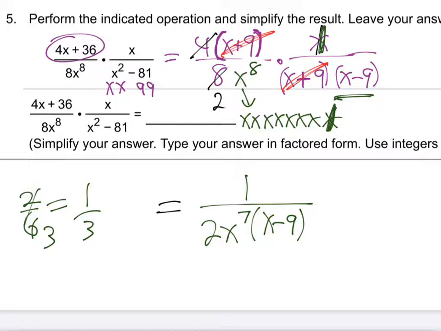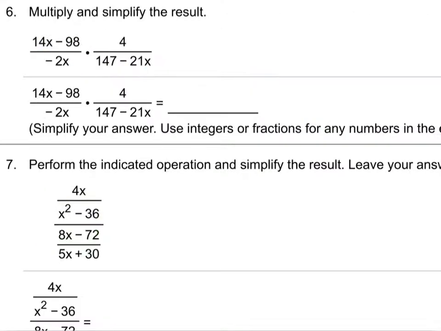Good on that. All right, let's try number 6. They're getting uglier. So it's more factoring. Take out what's in common, top and bottom. That one's kind of ugly.